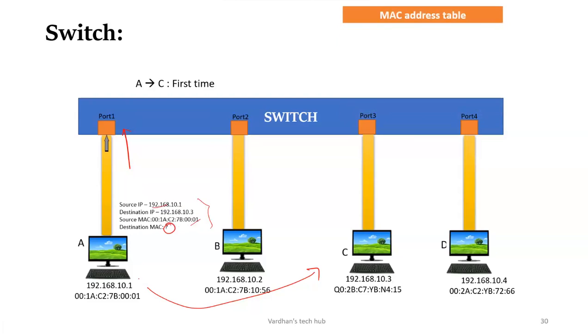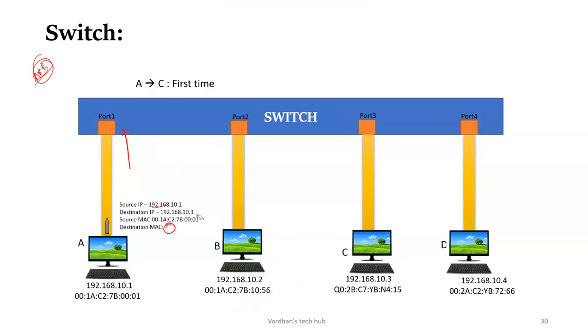So this is the one, right? The source MAC address we know, from where we are trying to access, but we don't know the destination MAC address. For that we have one terminology called ARP, Address Resolution Protocol. We'll go further into it. For now, to understand the functionality of a switch, I'll tell you here.